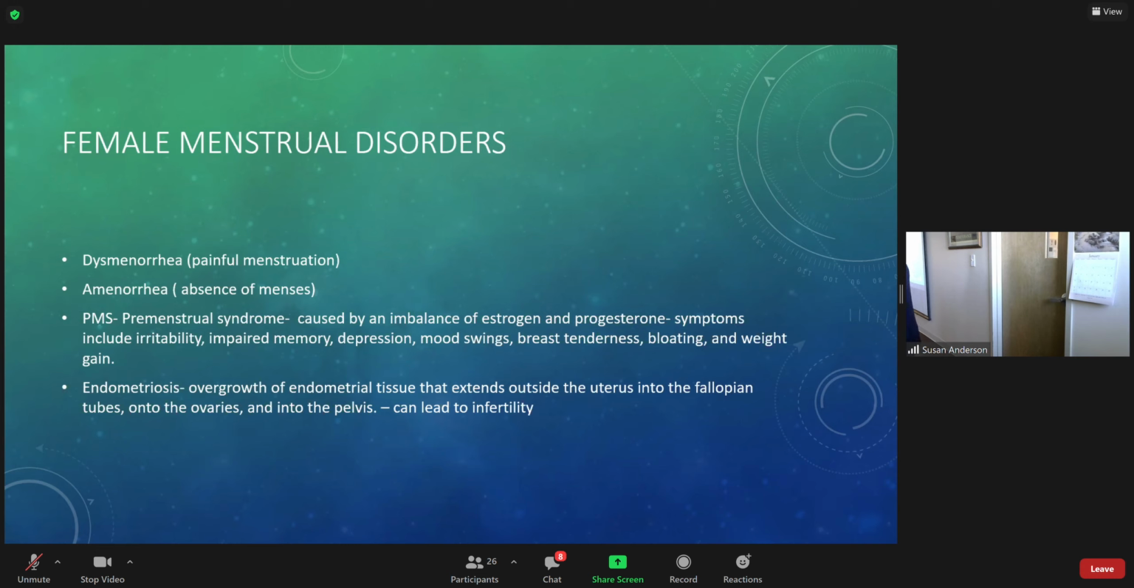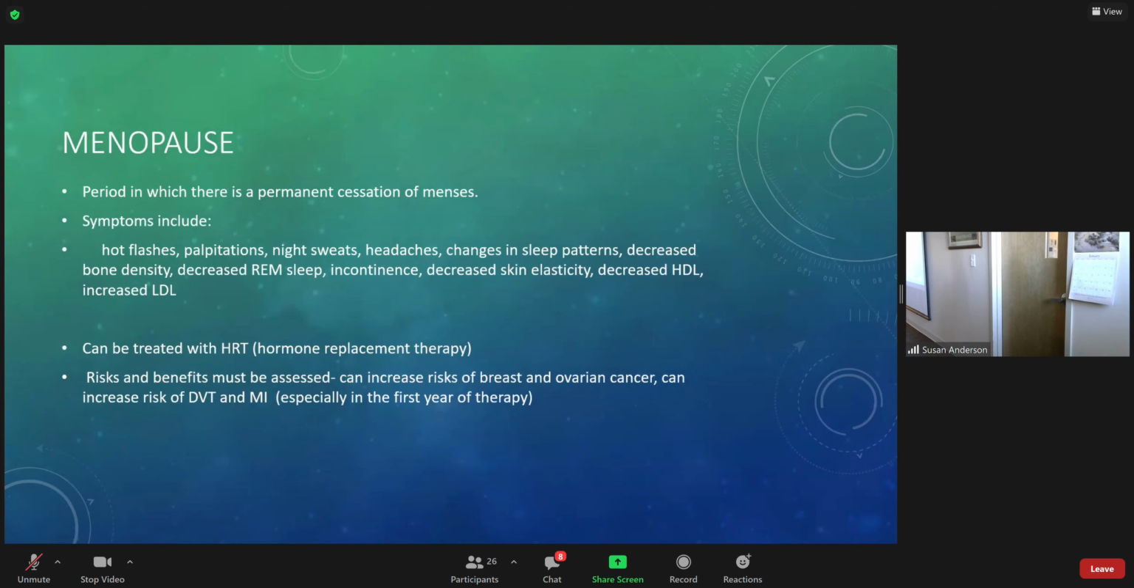So again, you take for granted that everybody out there can get pregnant, and it seems like the people that shouldn't get pregnant can get pregnant the easiest, right? And then the other people who are trying, this is sometimes one of the reasons why they can't get pregnant, because they have this history of endometriosis. So these are just terms that we use for female menstrual problems.